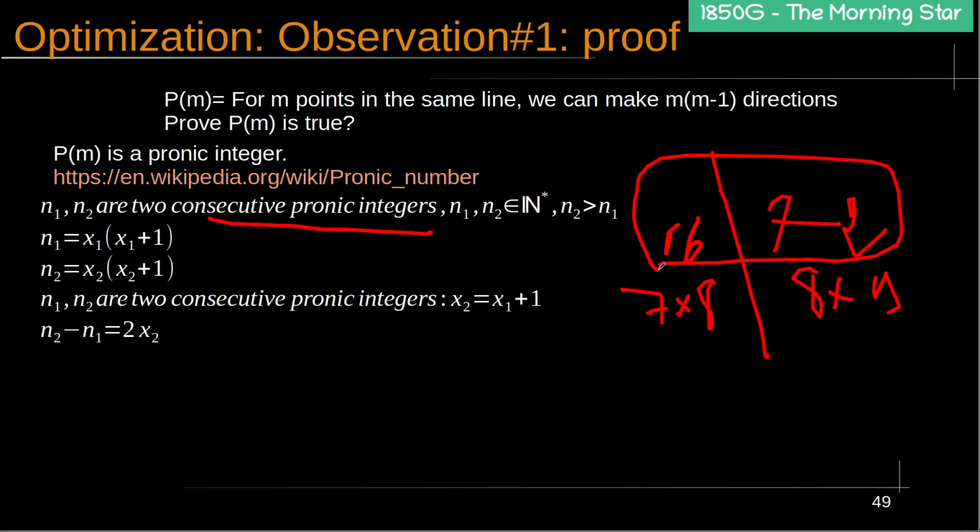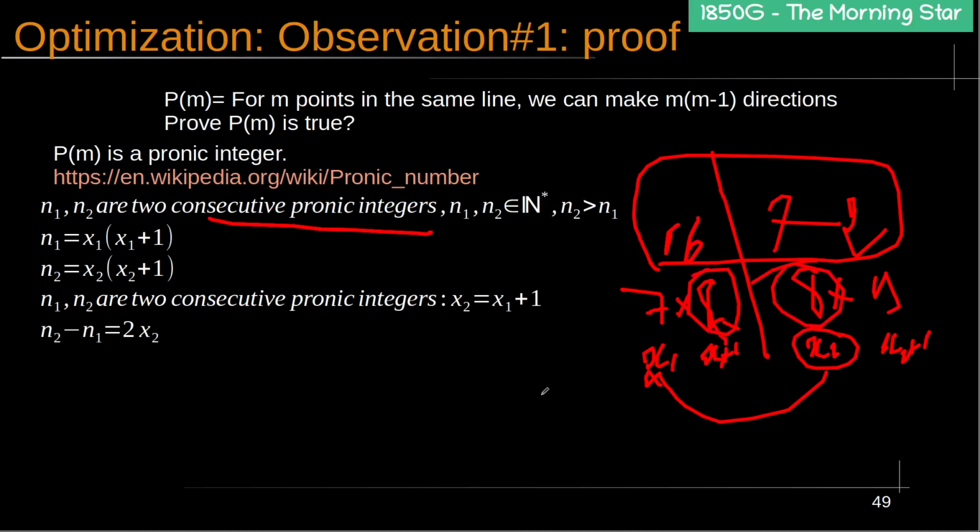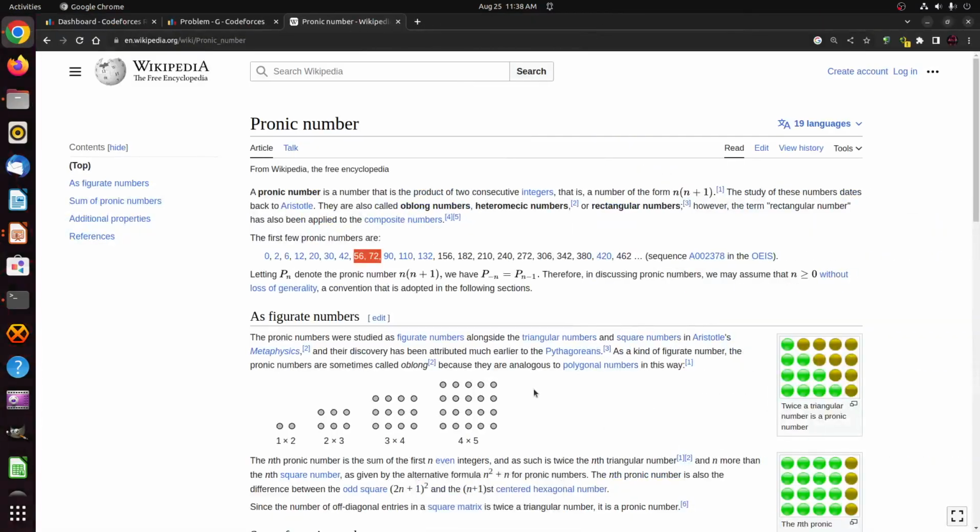Two consecutive Pronic integers. We can write this as x1, this x1 plus 1, and this is x2, and this is x2 plus 1. If the two integers n1 and n2 are consecutive, so we can say that x2, this one, is equal to x1 plus 1, or this one. As you see, they are equal because they are consecutive Pronic integers.